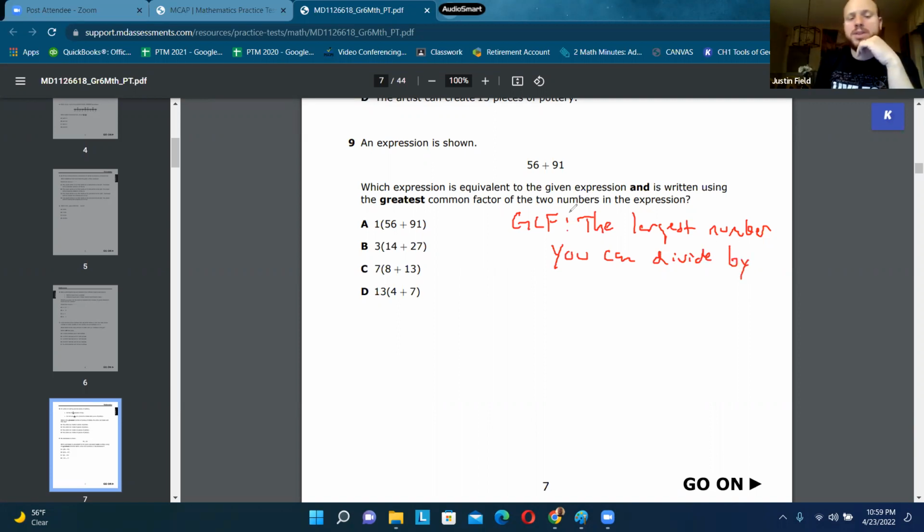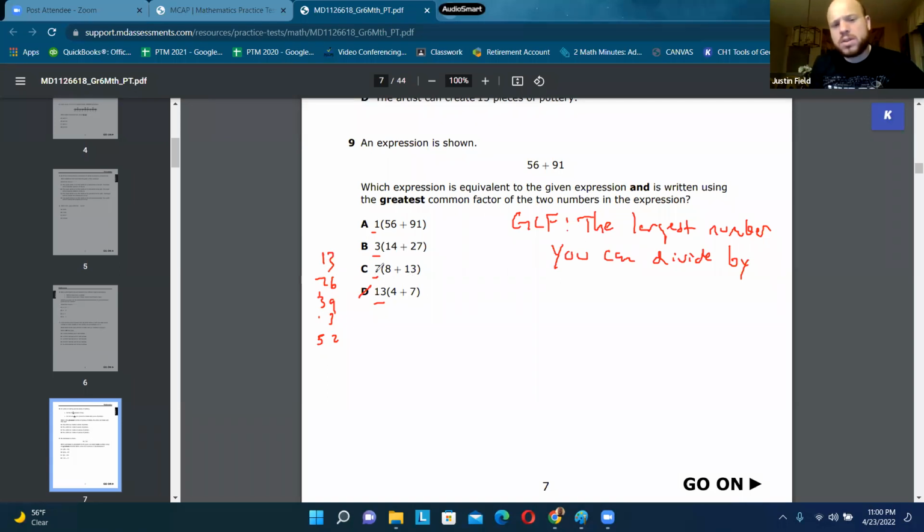Especially since it's multiple choice, instead of breaking these numbers down into their prime factors and multiplying and things like that, let's just look at these numbers and see which number we can divide both 56 and 91 by. So let's start with the biggest one, 13. 13, 26, 39, 52. Oh, 52. So 13 goes into 52, but it does not go into 56. 13 is not a GCF.